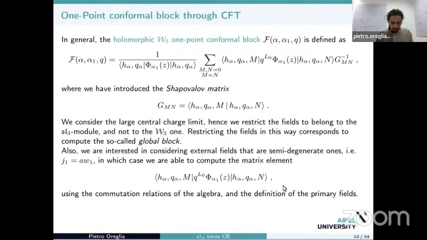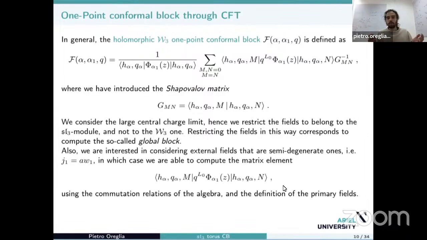So thanks to the restriction of the external field to be a semi-degenerate one, now we are able to compute the matrix element over here. Because in general we do not know a representation of the W module as a differential operator, so we are not able to compute simply with the algebra, with the commutation relations, this quantity here. But since we have the previous relation between these generators, we are able to do this.